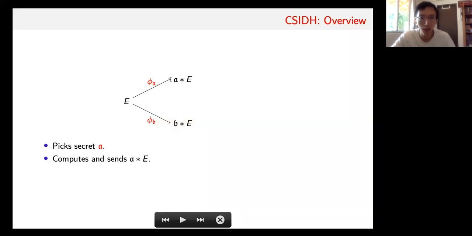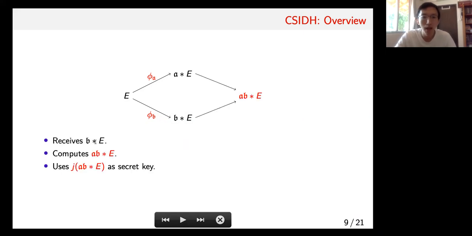She will compute the isogeny, and then she will send A star E to Bob. Bob will do something similar, and compute B star E. Alice will receive it, and then use her A to compute A B star E by using A to act on B star E. So now we have some information, right? We know that AB has to be equal to BA when acting on E. So that's the first piece of information that we have. Okay, so how do we do this? How do we realize this protocol?